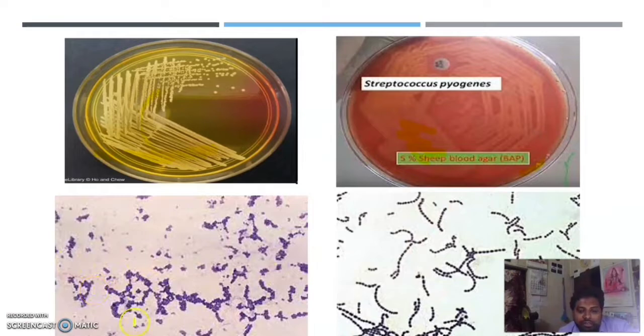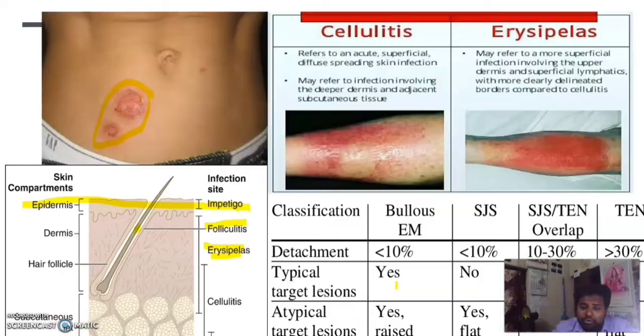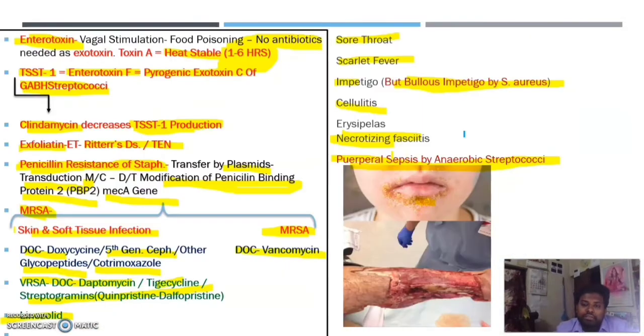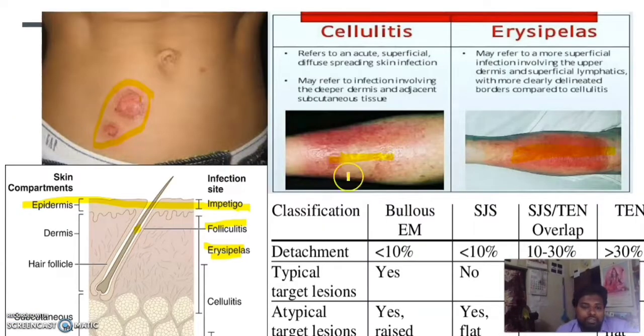These are gram-positive cocci arranged in clusters, that is Staphylococcus; gram-positive cocci arranged in chains, that is Streptococcus. This is bullous impetigo with Staphylococcus. If it is involving superficial tissues, that is erysipelas, and if it is involving deeper tissues, then it is cellulitis. This is erysipelas, this is cellulitis for deeper, and necrotizing fasciitis is up to muscle.